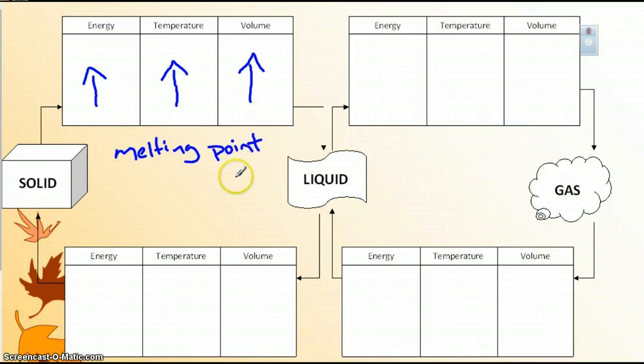And that is a different temperature or different pressure for all different types of matter. For water, we know it's 0 degrees Celsius or 32 degrees Fahrenheit. Okay, so then as we go from a liquid to a gas, we again have an increase in energy. And that increase in energy means an increase in temperature. And the molecules are again spreading further apart. And it becomes a gas, and that's vaporization.